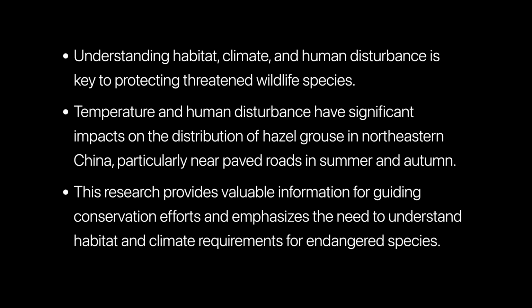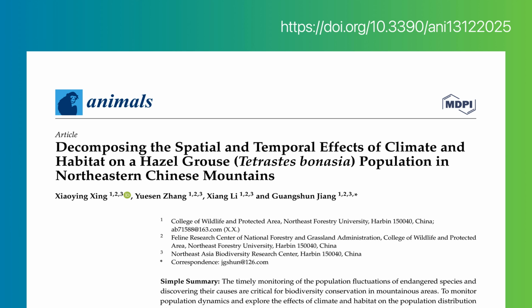5. Why does this research matter? This research paper highlights the importance of understanding the effects of habitat, climate, and human disturbance on threatened wildlife species, specifically the hazel grouse in northeastern China. The findings of the study demonstrate that temperature and human disturbance significantly impact the distribution of hazel grouse in the region, particularly near paved roads in the summer and in the autumn when access to the mountains should be limited. The research provides valuable ecological information to guide habitat management efforts and conservation strategies for the hazel grouse in national parks, and underscores the importance of understanding habitat and climate requirements for endangered species to prevent extinction.